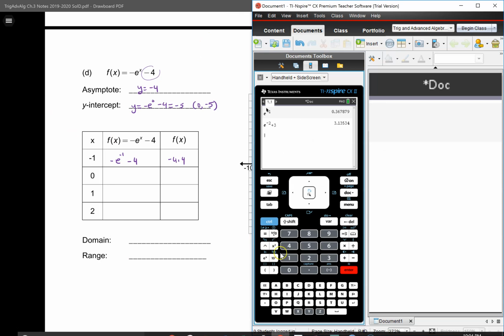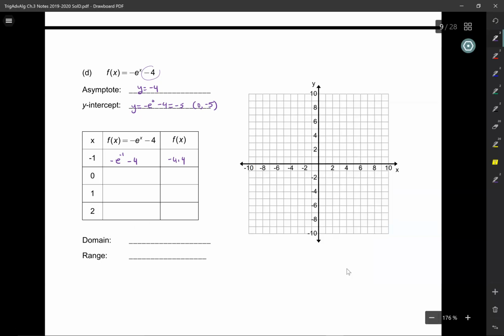It's negative e to the power of negative 1 minus 4. Right, negative 4.4. For x equals 0, it is negative 5. Next, when x equals 1, we have negative e to the 1 minus 4, negative 6.7, negative e squared minus 4, negative 11.4. Okay, asymptote is at negative 4.